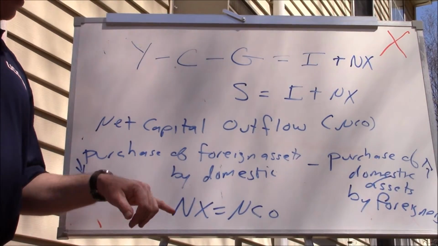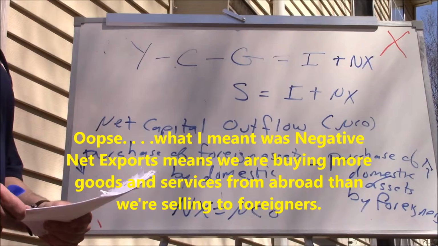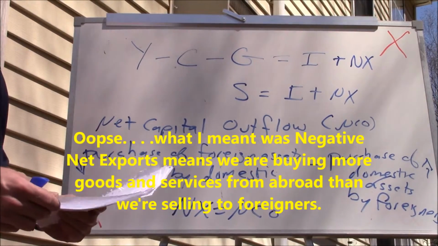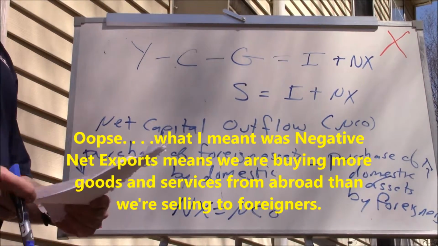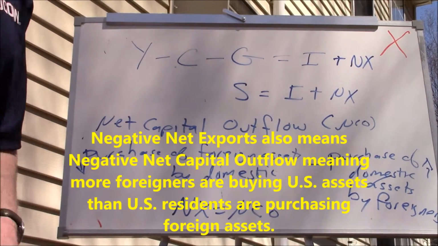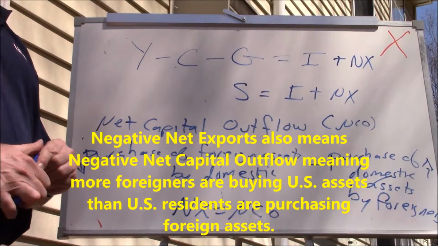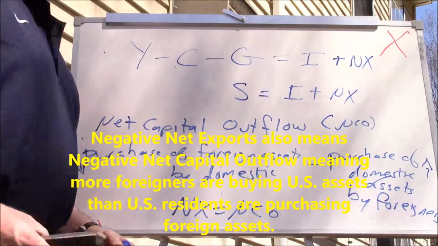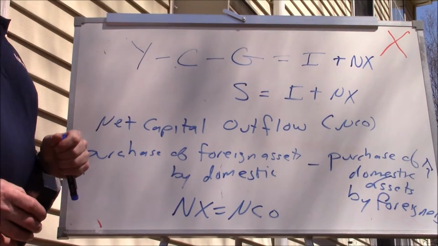assets than we're purchasing assets abroad. Okay, so that's the definition of the net exports and net capital outflow part. The next concept that we're going to have to talk about is exchange rates.